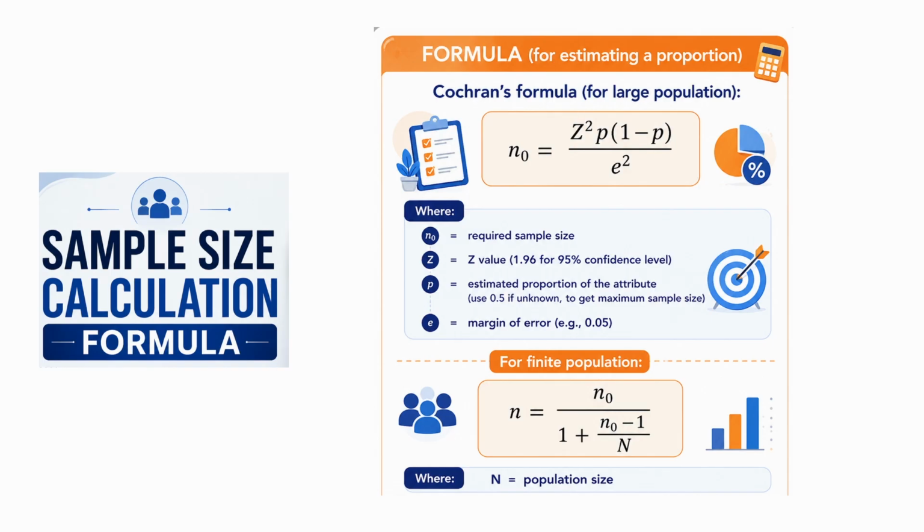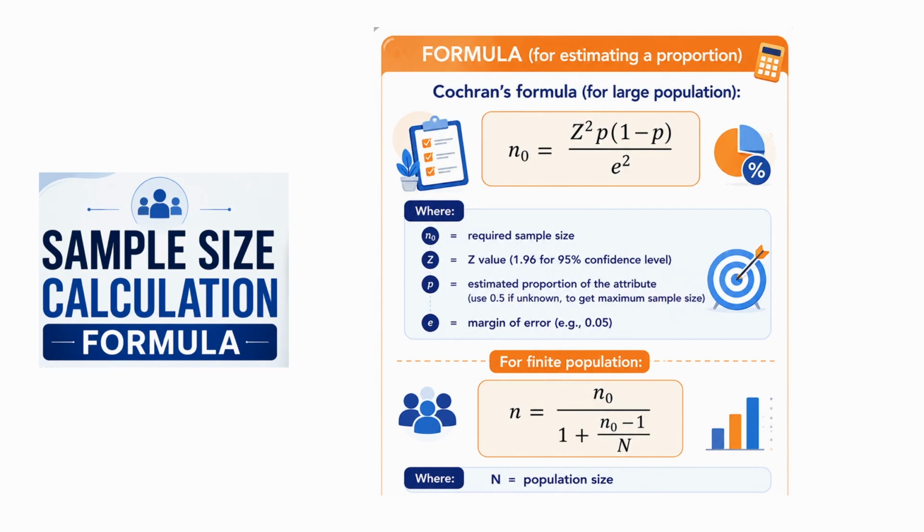E is the margin of error. Even if we assume that 50% have stress, there is a margin of error. If it is 5% or 0.05, it means the proportion of stress may vary from 45% to 55%. So the margin of error or precision will be 5%, or 0.05. So you can calculate the sample size based on this formula.